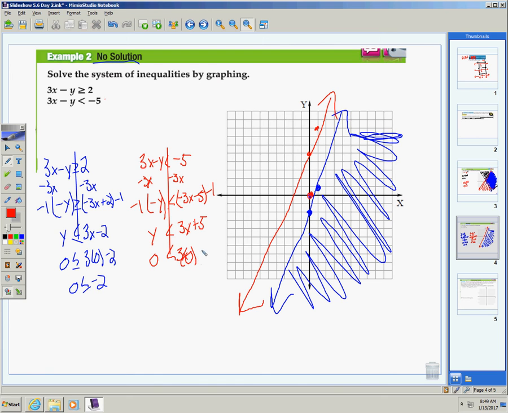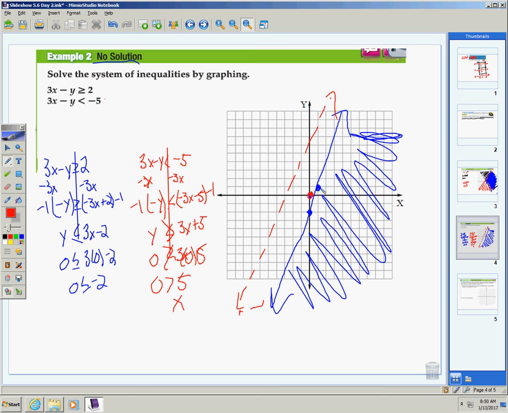Oh, and actually I just noticed I made a mistake. I forgot to flip around my sign when I multiplied by a negative number. So this is actually y is greater than 3x plus 5. Which also means that this should be a dotted line. Got a little ahead of myself there. But anyways, is 0 greater than 5? No, it is not. Which means I shade on the opposite side.